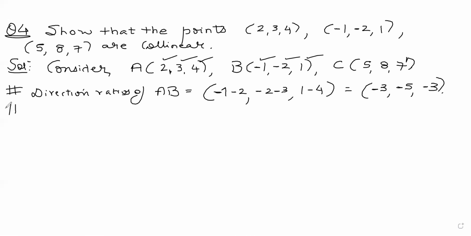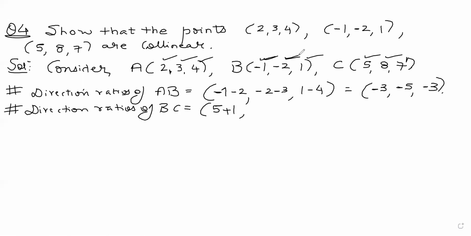And guys, if I find the direction ratios of BC, the direction ratios of BC are 5 minus minus 1, that means 5 plus 1, 8 minus of minus 2, 8 plus 2, 7 minus 1, so this comes out as 6, 10, and 6.